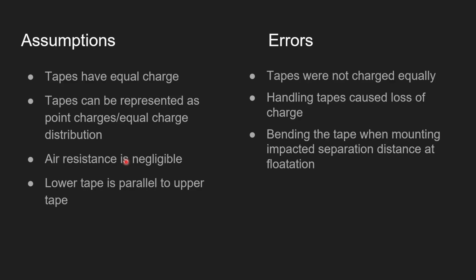So for our errors, they kind of go in line with the assumptions, because the tapes likely were not charged equally, simply because of all the inconsistencies, like microscopic differences in pull time and speed, all that stuff. Handling the tapes during the process of setting up the experiment caused loss of charge due to grounding through our hands and all the spare electrons that are just floating around. And the tape was not perfectly flat when mounting it on the stands, so that caused inconsistencies in measuring the separation distance as well.